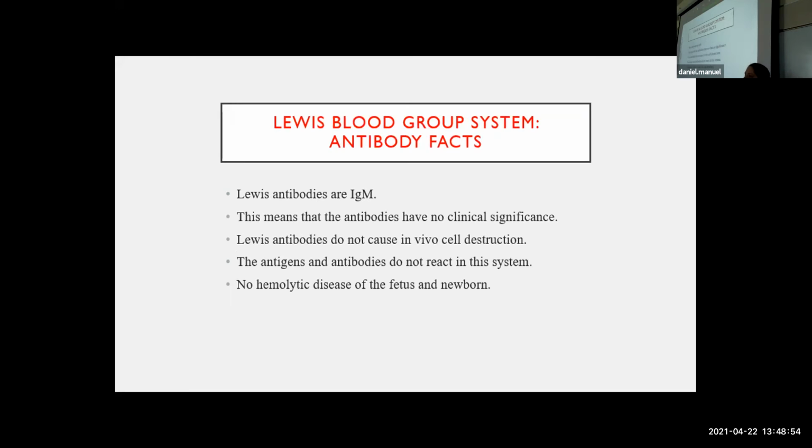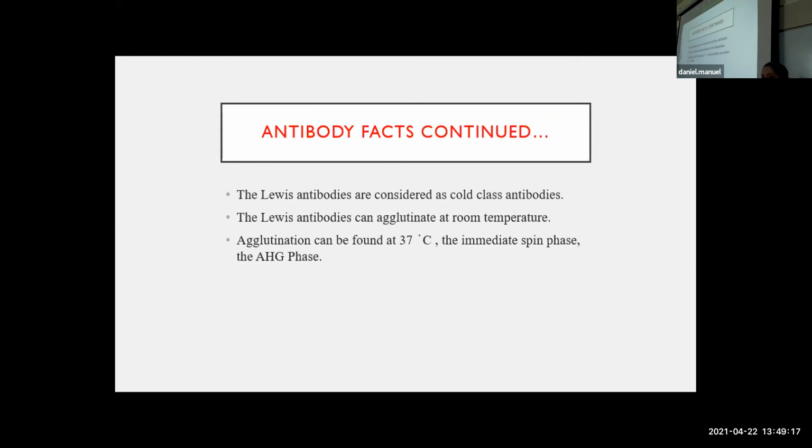The Lewis antibodies are class IgM, which means they're irrelevant when it comes to typing. The Lewis antibodies do not cause in vivo cell destruction, and the reason for this is whether a person is given LEA or LEB blood, a neutralizing effect will occur. And because these antibodies are class IgM, they'll cause no hemolytic disease of the fetus and newborn because they're too large to cross the placental barrier.